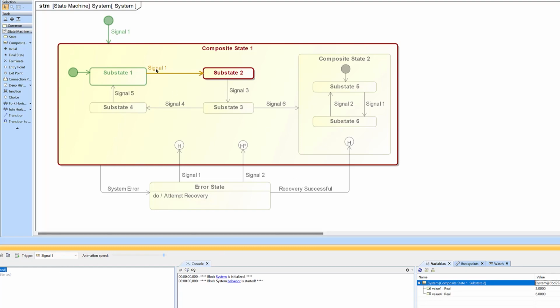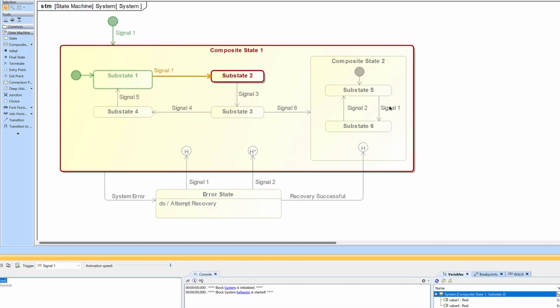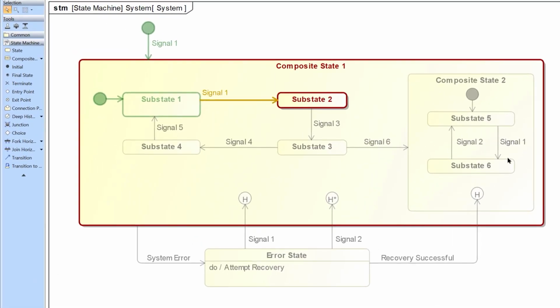So notice here we have this signal 1 that transitions it to this substate 2, in which it would perform some behavior within this state. But then we also have a signal 1 down here that would transition it to a substate 6, in which it would perform a different behavior. So that's really what causes it to be considered state machine behavior versus simply an activity, is that it's responding differently to that same event depending on what state it is in.